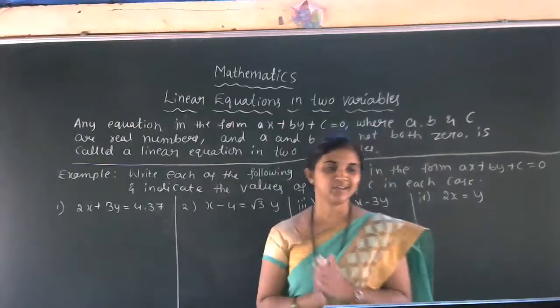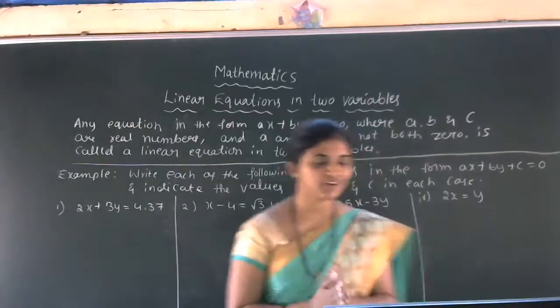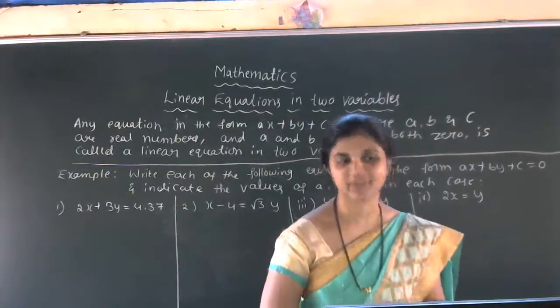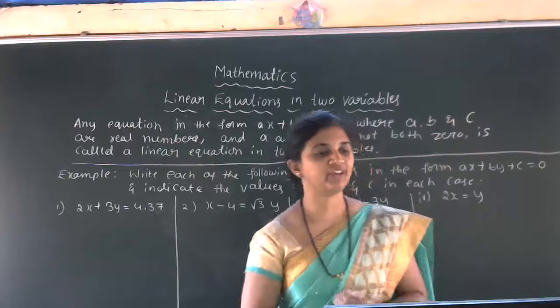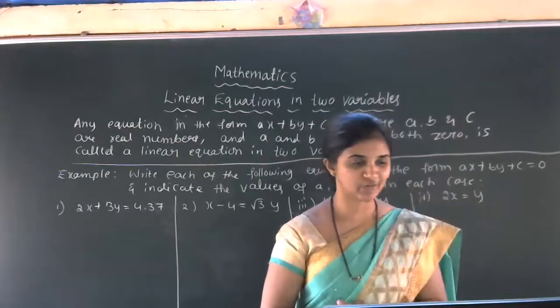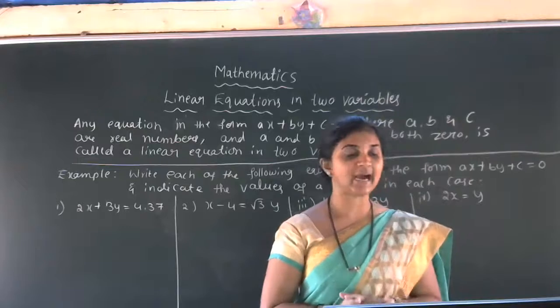Yes, students. Now let us continue the class. So we are discussing the linear equations in two variables chapter, right? The general form of linear equations in two variables is ax plus by plus c equal to 0, where a, b, c are real numbers.